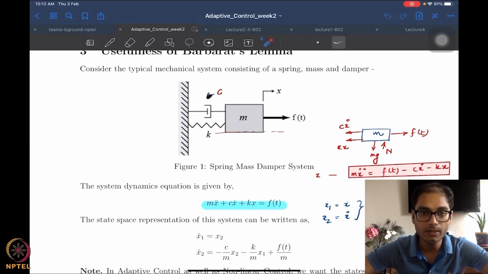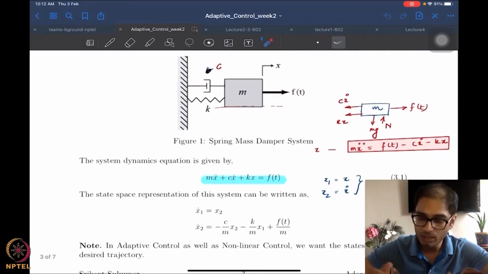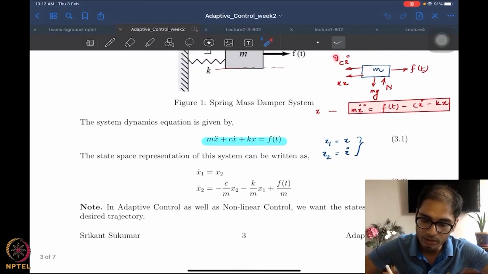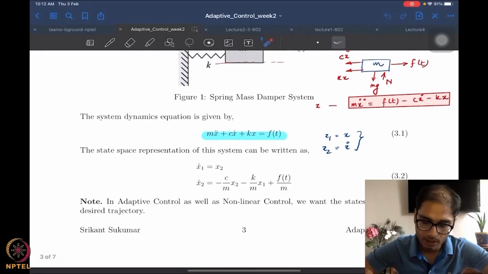Then we started to look at how we can use Barbalat's lemma in convergence analysis in typical adaptive systems. Okay, and in order to do that, we had this nice setup where we have a spring mass damper system which is moving on the horizontal plane, and we very quickly derived Newton's second law based equation of motion for this system. And we of course get a dynamical system of the form 3.1, which is reduced to the state space form in equation 3.2.